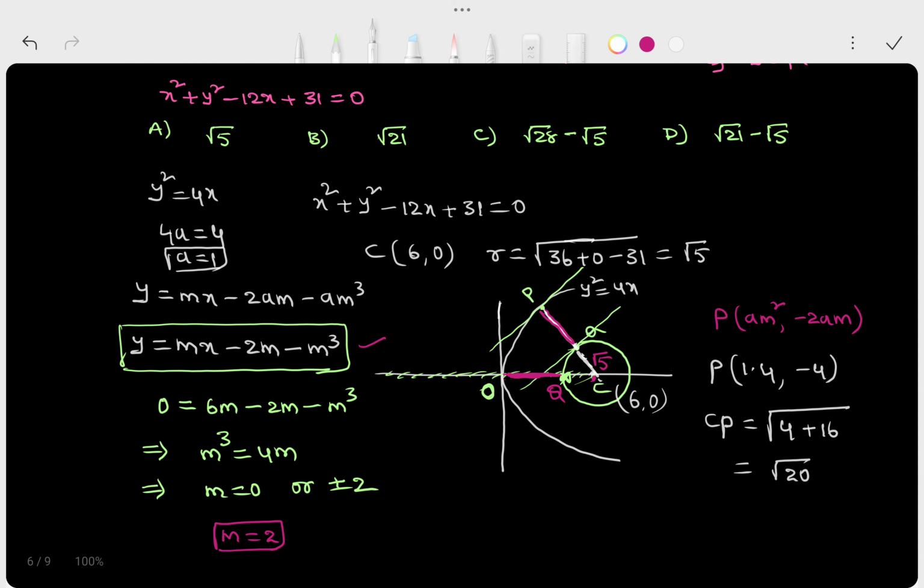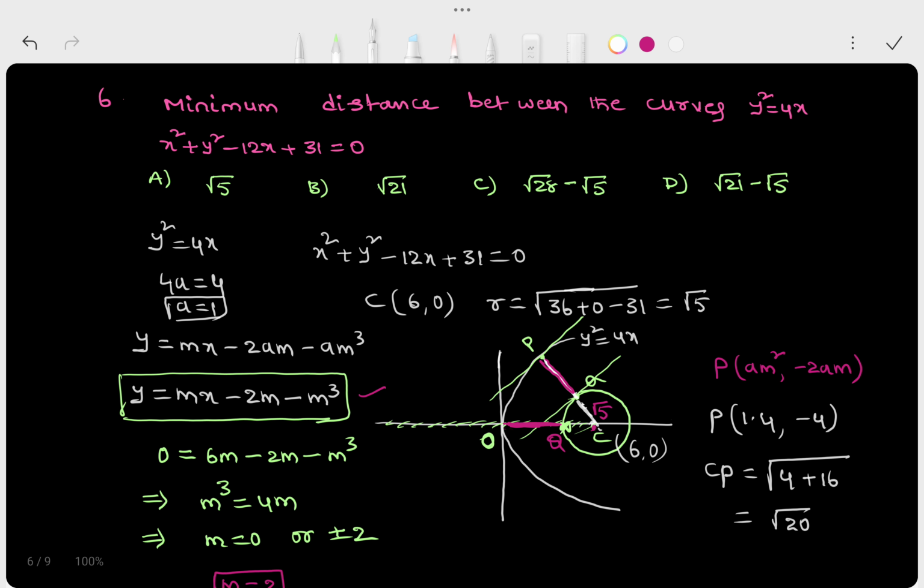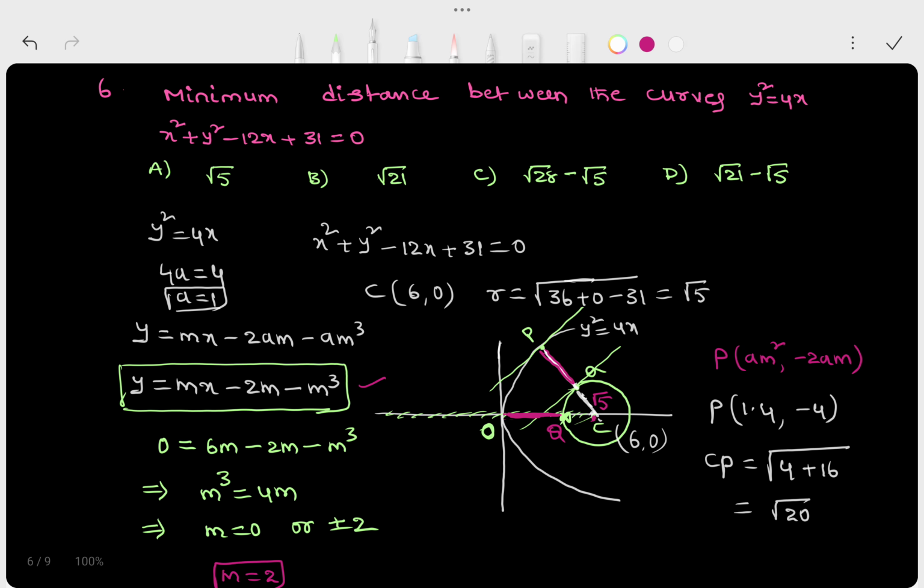So y square equals 4x and x square plus y square minus 12x plus 31 equals 0, right? And here the center will be 6 comma 0, and the radius will be how much? The radius is also root 5 as given. So now your answer is not there in this question. Just a minute, there is a mistake somewhere. Okay, this is the procedure, right? So this one will be discussed once again in the next video.